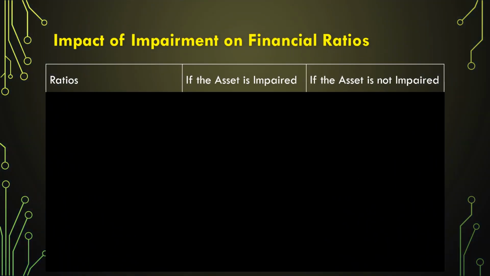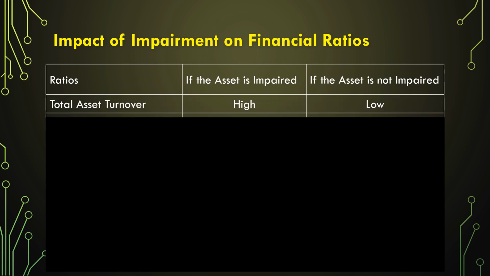Let's look at the impact of impairment on financial ratios. First, look at the total asset turnover ratio. Total asset turnover ratio is the sales divided by total assets. When there is an impairment, the total asset value base is reduced. Since the denominator has a lesser value, the total asset turnover in the case of impairment is high. But without impairment, the total asset turnover ratio will be low.